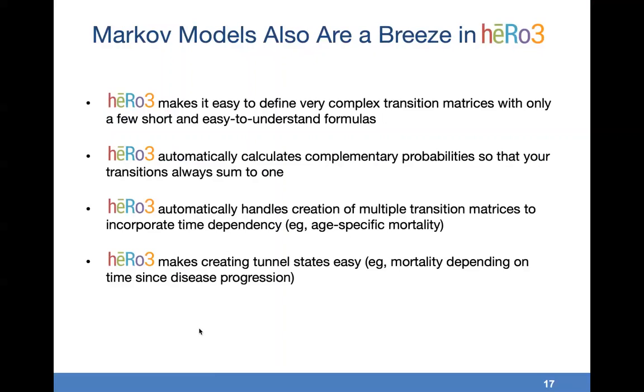You can easily create multiple transition matrices to incorporate time dependency to do things like model age-specific mortality. heRo3 also makes creating tunnel states easy, so if you want to have mortality depend on time since disease progression, you can quite easily do that.